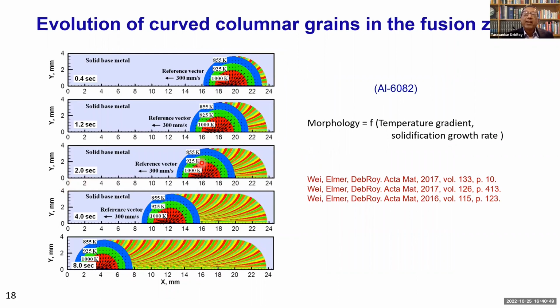Similarly, if we take an aluminum alloy and look at the morphology, how the grains change, the grains would be mostly columnar grains, except right in the middle. And I'm going to show you this more closely in the next slide. But the morphology depends on temperature gradient and solidification growth rate. These are the most important parameters. The cooling rate determines the scale of the microstructure, but not the morphology.